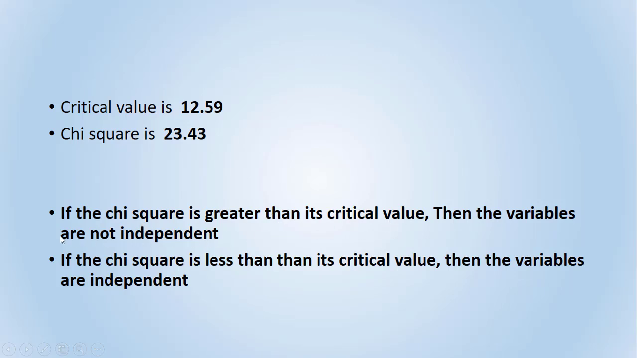Now you compare. The statement says that if the chi-square is greater than its critical value, then the variables are not independent. If the chi-square is less than its critical value, then the variables are what? Independent. That means if this chi-square is greater than the critical value, the variables are not independent. That means the hypothesis is alternate. There is a relationship, there's a difference between them. But if the chi-square is less than its critical value, then there's no relationship at all between them. So this is all you need to know about the chi-square and the assignment.